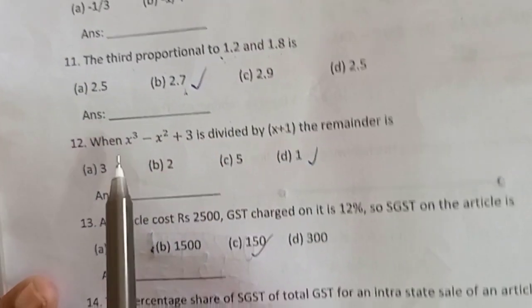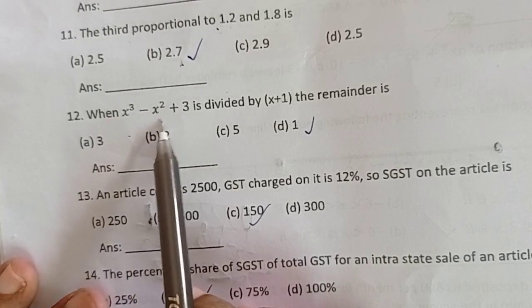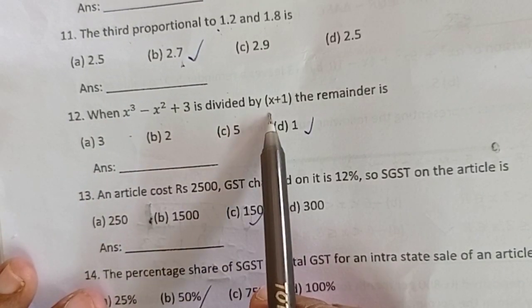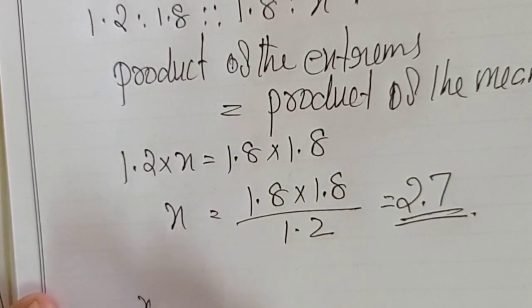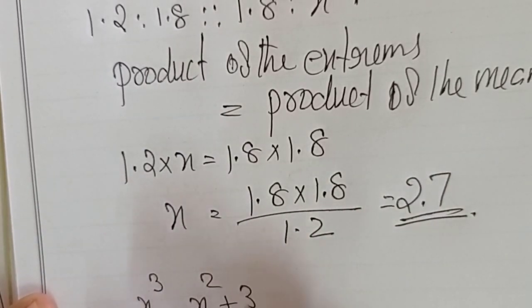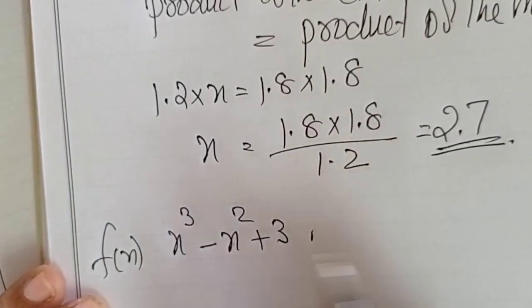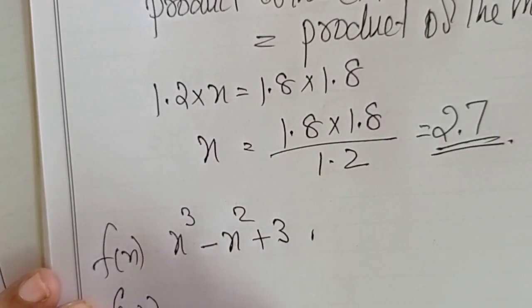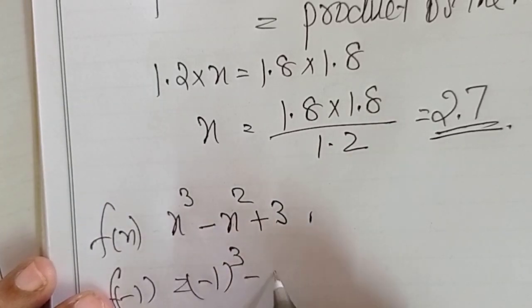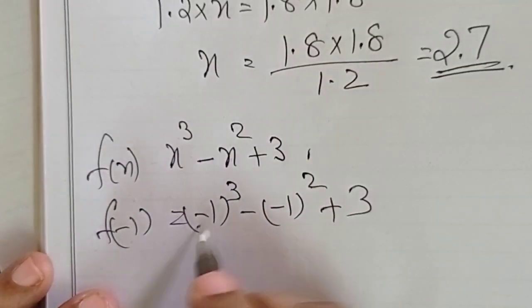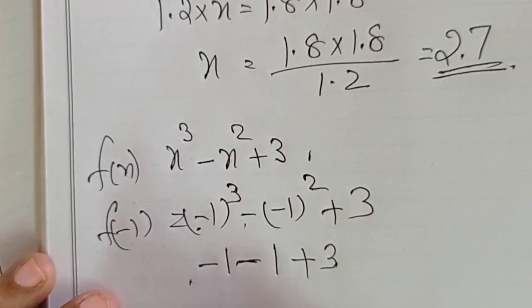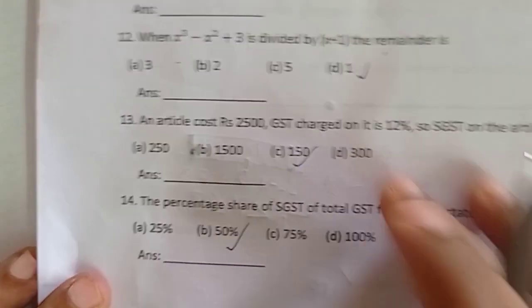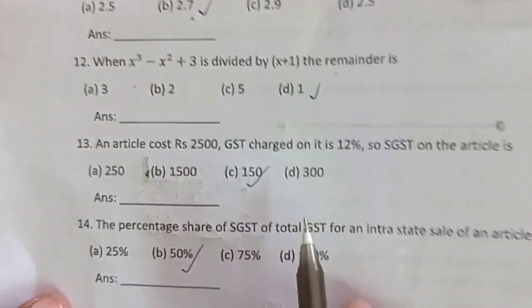B is correct. Then, when x cube minus x square plus 3 is divided by x plus 1, the remainder. Copy the question. X cube minus x square plus 3, that is f(x), divided by x plus 1 means f of minus 1. Minus 1 the whole cube minus minus 1 the whole square plus 3. Minus 1 minus 1 plus 3. 3 minus 2, 1. That is the correct option.